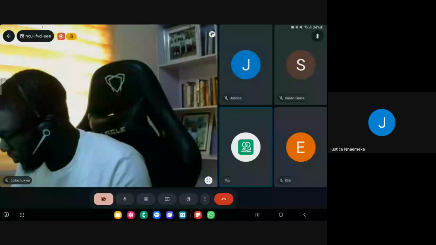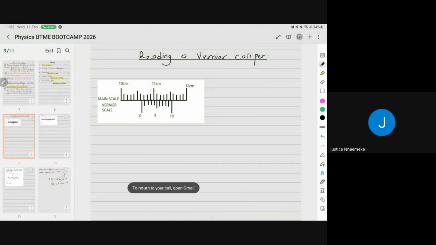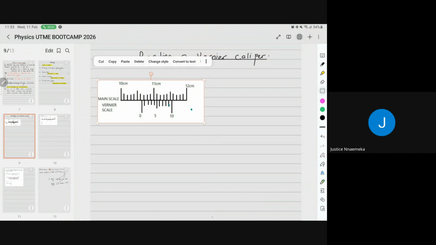Yeah. So let's proceed now. Reading of vernier calipers. All right. So look at a vernier caliper on the screen. So how do we read? For a vernier caliper, we have two scales, right? There are two scales to a vernier caliper.